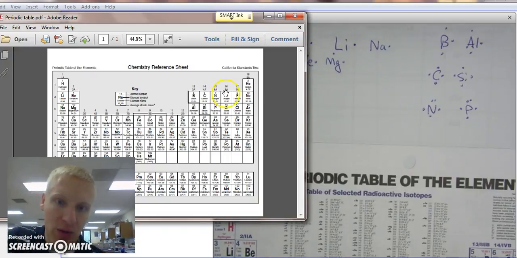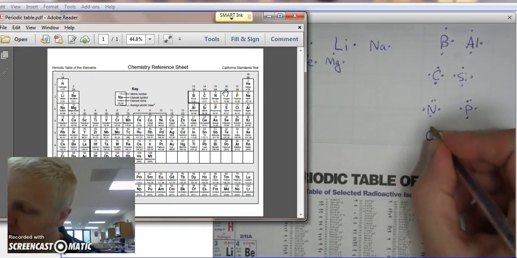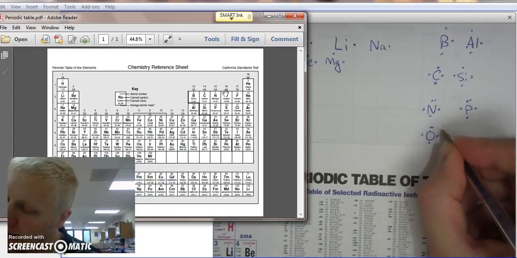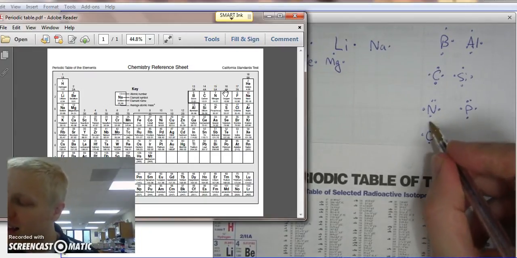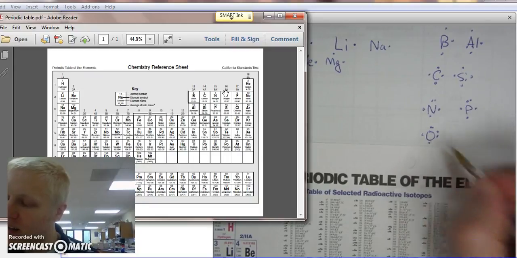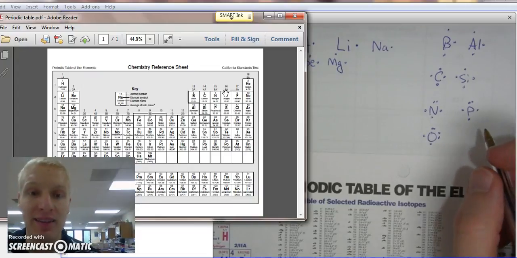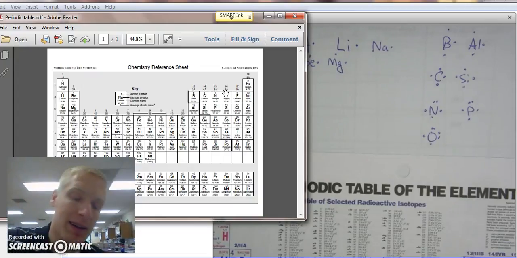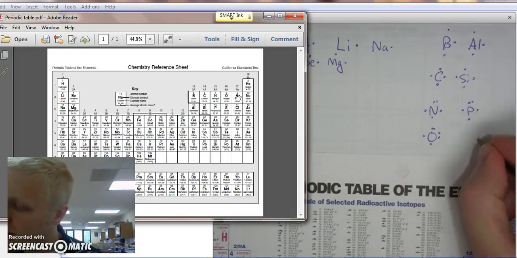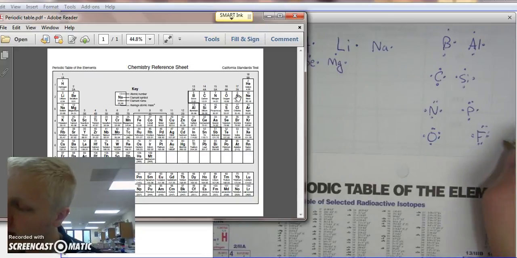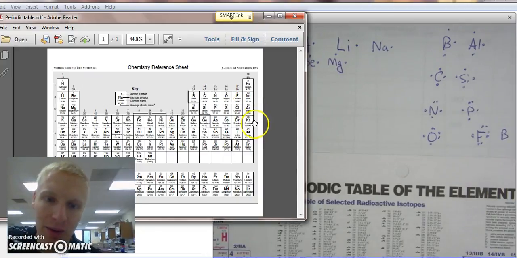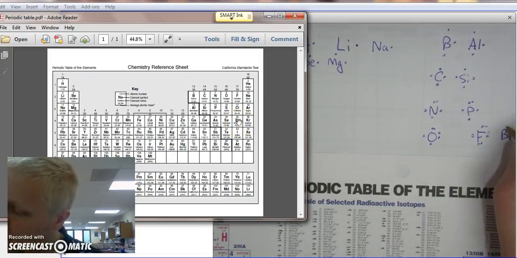Alright, moving on to oxygen, column 6A, 1, 2, 3, 4, 5, 6. It has 2 lone pairs and 2 bonding sites. A lone pair is a pair of electrons that will not be involved in bonding. Fluorine is number 7: 1, 2, 3, 4, 5, 6, 7. Bromine is in that column also, right over there, and that has 7 as well.